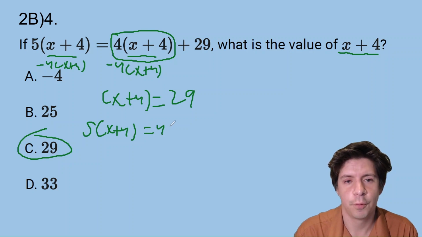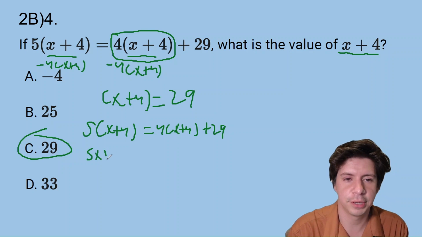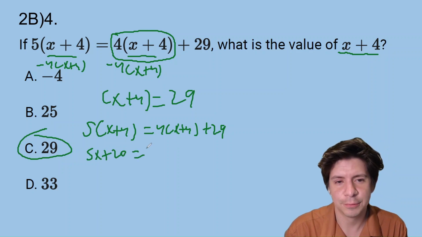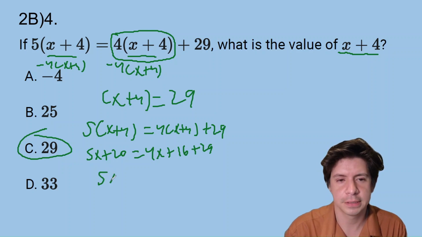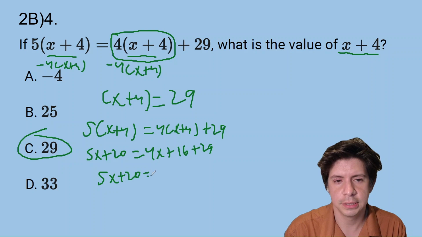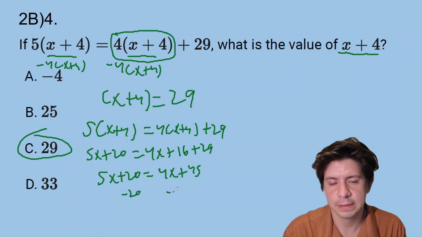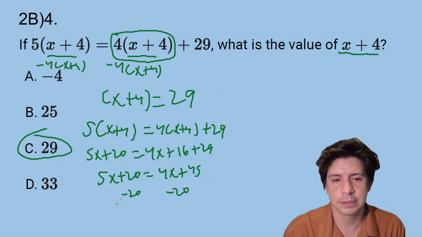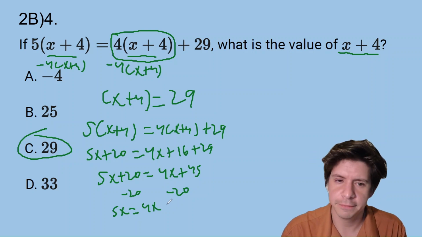So 4x + 4 plus 29. We're going to distribute the 5 on the left, so we get 5x + 20 equals, we distribute the 4, 4x + 16 plus 29. And that's going to give me 5x + 20 equals 4x + 45. And then I'm going to subtract 20 from both sides, so I get 5x equals 4x + 25.